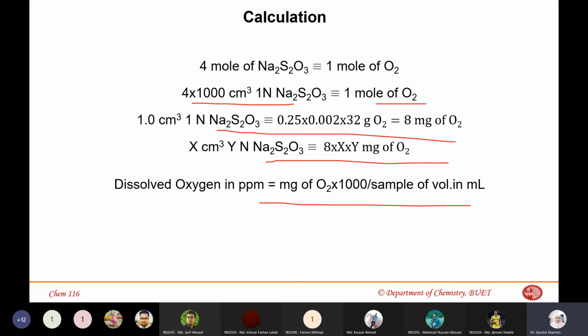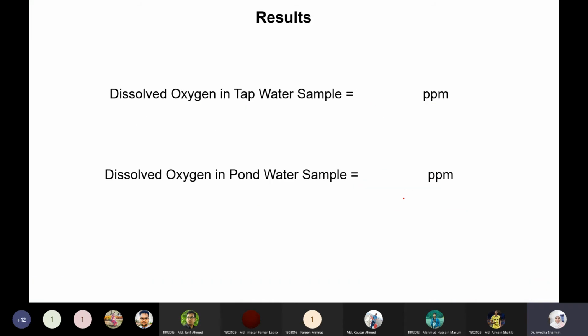So I'll give you this information, about the volumes, where to put what, and you can do the calculations, you can find the result. Now typically we give you 2 different kinds of solution sample, tap water and pond water. You have to find out them. So I'll give you 2 sets of data later, so that you can calculate on them.